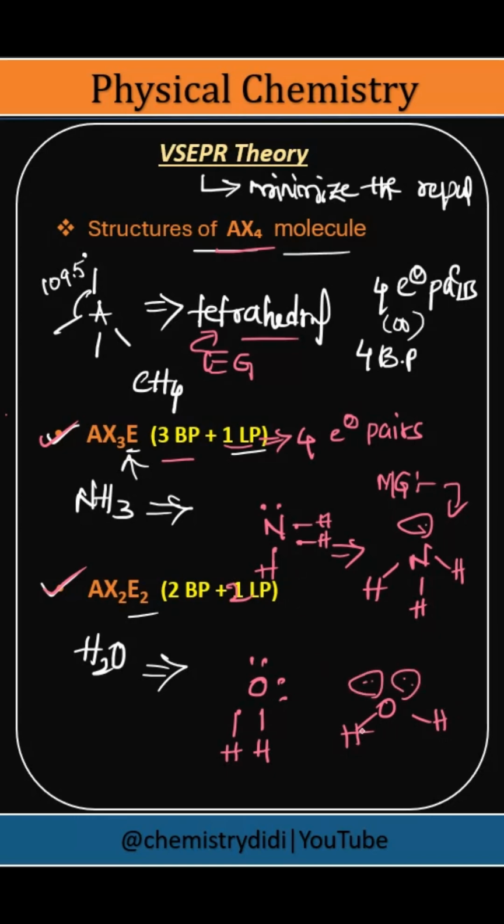Here the electron geometry for this also is still the same, tetrahedral, but the molecular geometry is what? We consider only the positions of the atoms. So the shape, how it is looking, it is looking like V or bent, right? So V or bent shape. For this, trigonal pyramidal.